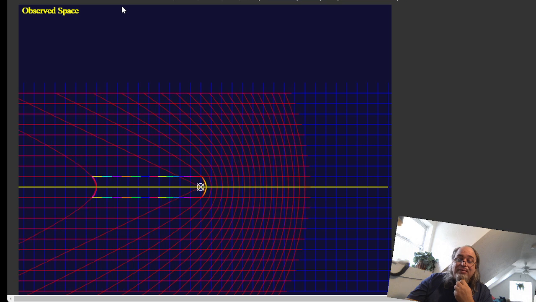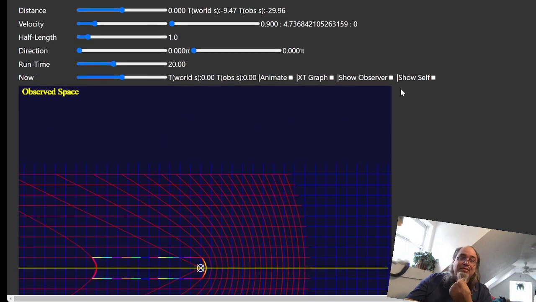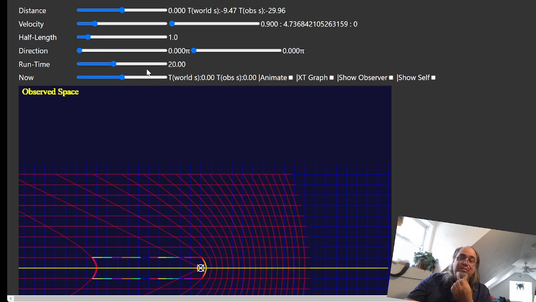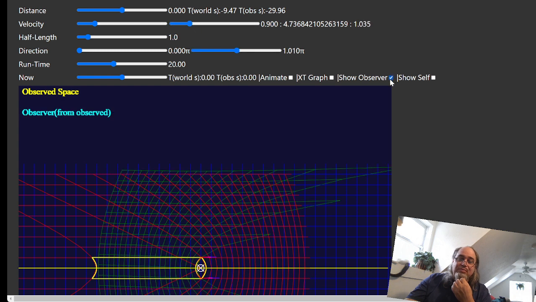So I have to pass a little bit. And then 1 light second is 10 seconds. And this just appears to be shorter. I don't know what else to say about this. These various controls, the direction controls the direction of this observer, or the direction of the observable, if it's moving at a speed and passing the observer.